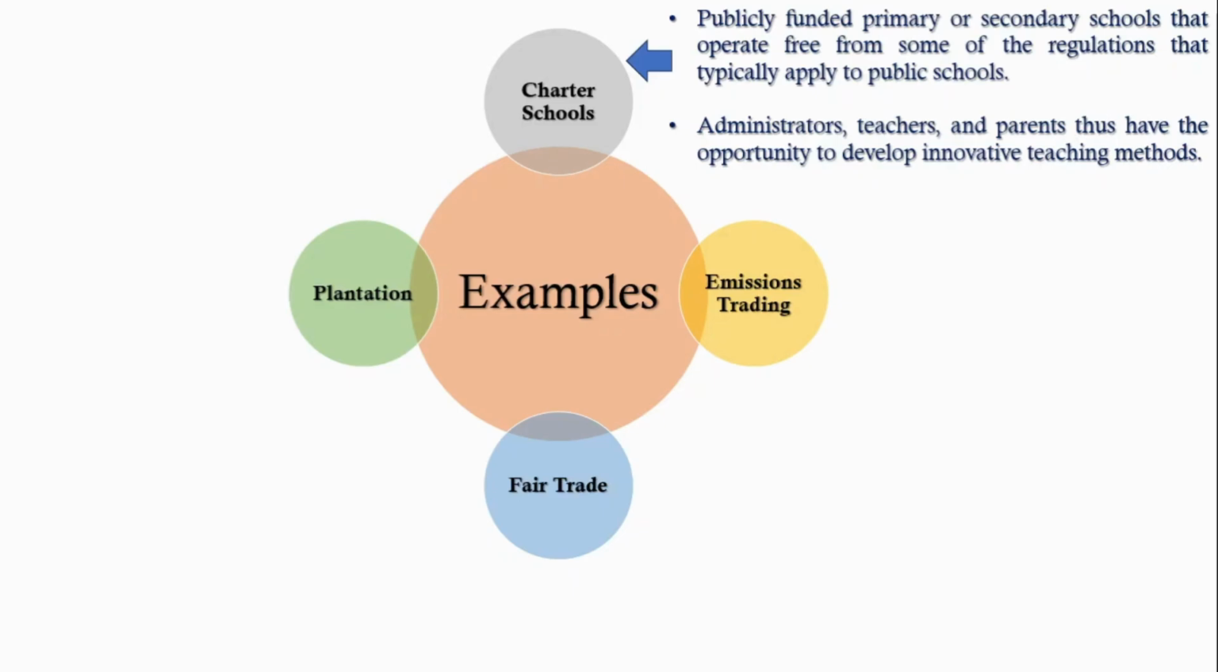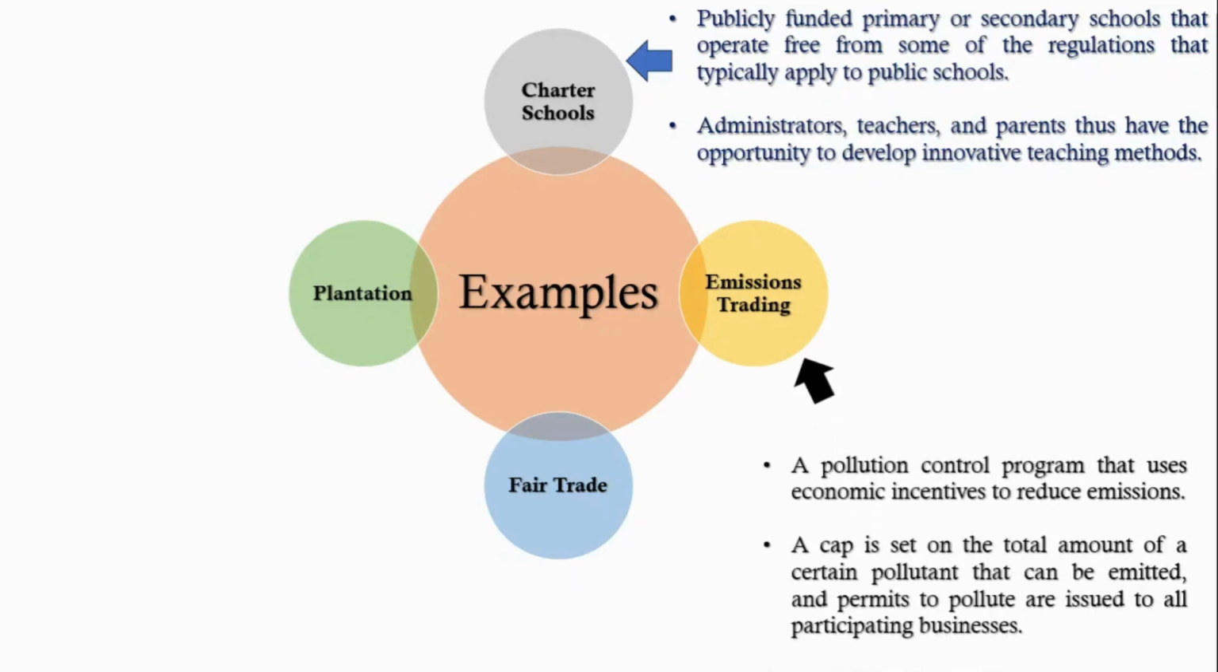Now the second example is emission trading. What is emission trading? Basically, our government has launched a pollution control program that uses economic incentives to reduce emissions. In simple language, the government has created some kind of limits. If any company has crossed that limit, they will be penalized. But if any company is within that limit or below the limit, the government will give them an incentive. They can use this incentive for the development of their other businesses. That comes under emission trading.